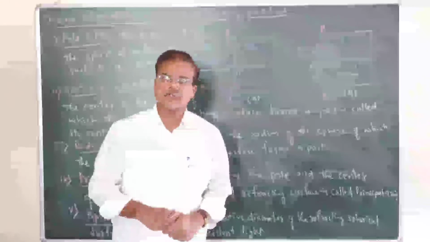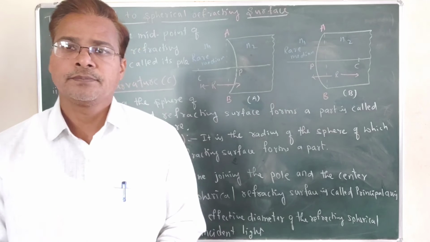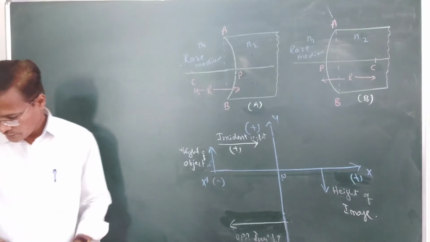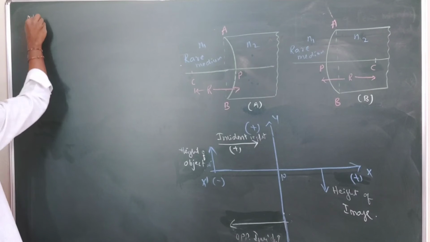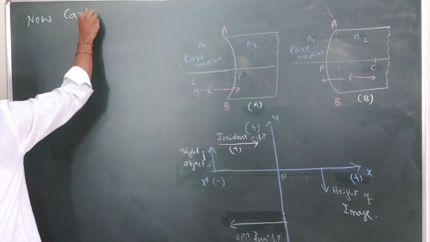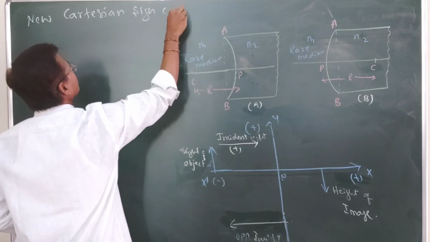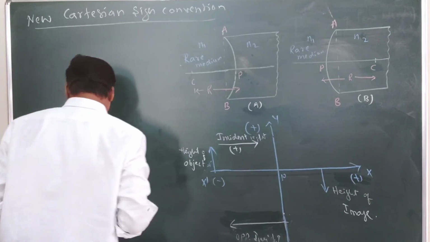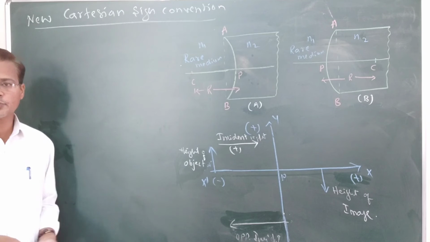Okay, so now we are going to understand the new Cartesian sign convention for the spherical refracting surface. New Cartesian sign convention. This is also very important for the 2 marks. It may be asked in the annual examination for the 2 marks also.